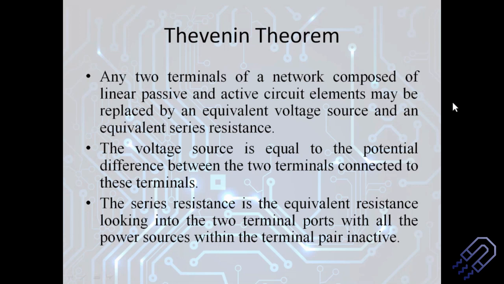Okay? So Thevenin theorem. Let's just read through. Any two terminals of a network, composed of linear, passive, and active circuit elements, may be replaced by an equivalent voltage source and an equivalent series resistance. So as I said, if I have a complicated circuit, and if I don't have any voltage source, I'm definitely not going to get any kind of output.